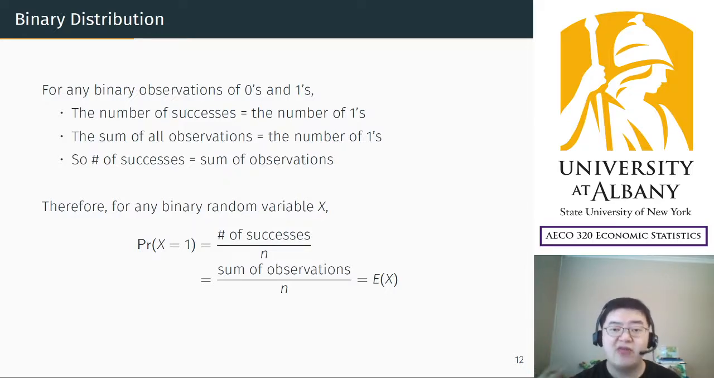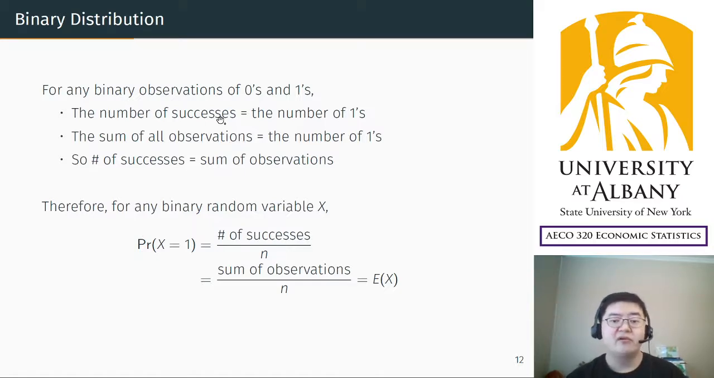And if you have 10 ones, their sum is 10. If you have 20 ones, their sum is 20. So the sum of zeros and ones always equals the number of ones, how many ones you have among those data. That's the main idea. So when you calculate the probability, you are counting the number of ones, and when you calculate the mean, what matters is also how many ones you have. So in the end, these two are the same. The number of successes and the sum of observations are the same.